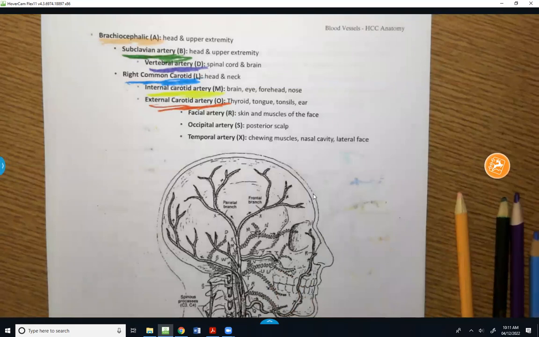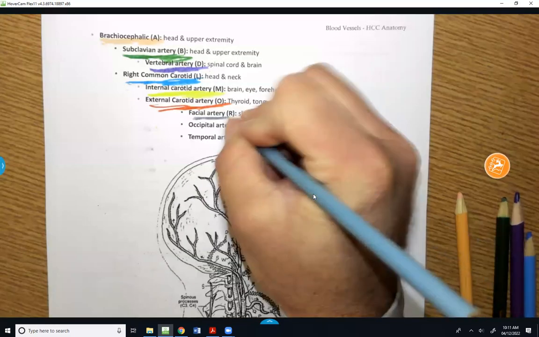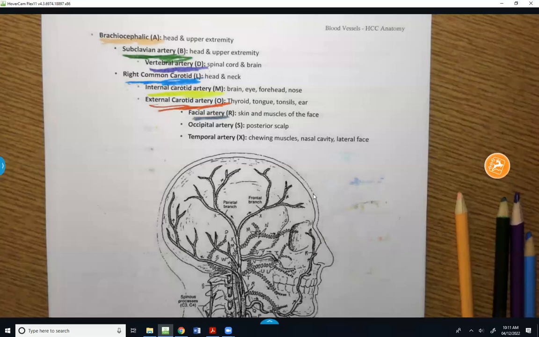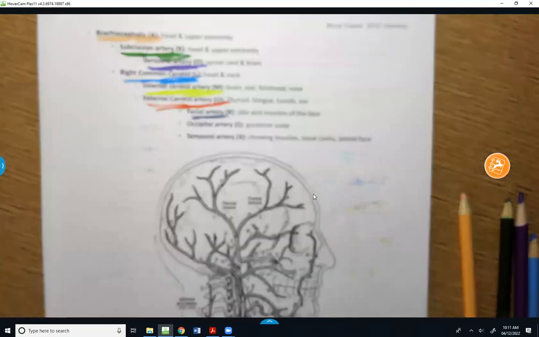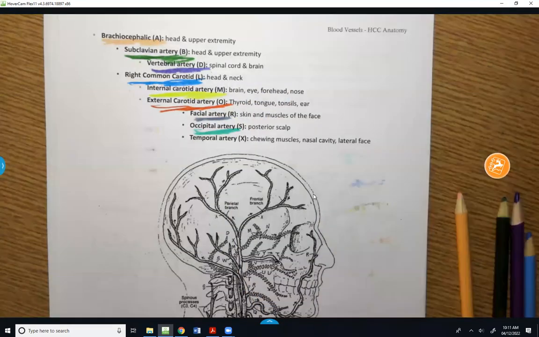Coming off of it includes a facial artery, which feeds our face. I'm gonna color that in gray. Feeding the back of our scalp and our occipital region, should make sense, is the occipital artery, and then running up the side of our head, you can actually kind of feel your pulse in this one sometimes, is your temporal artery. I'll color black.